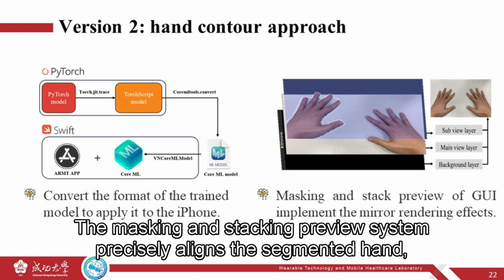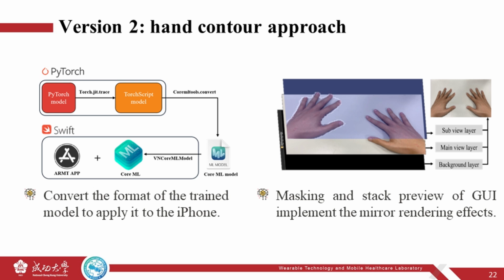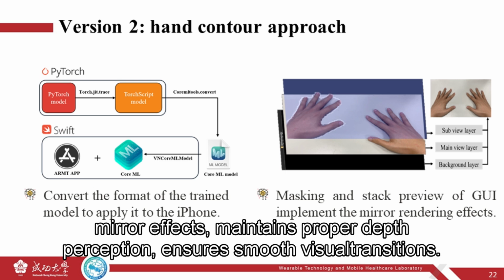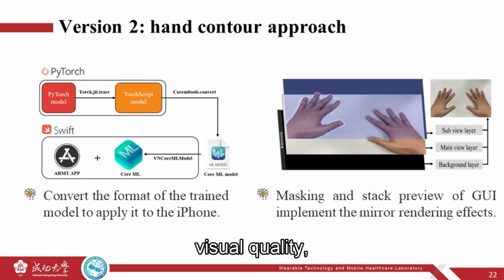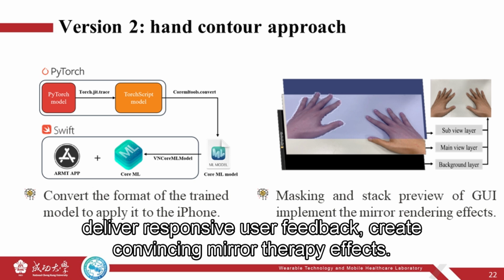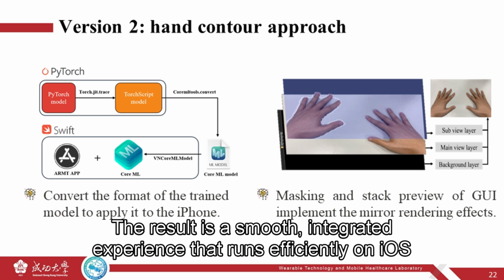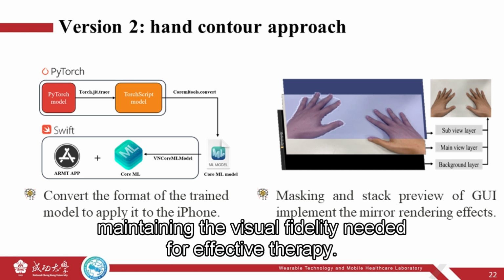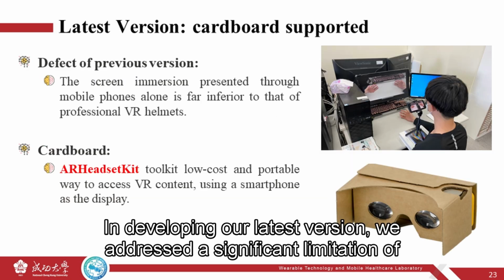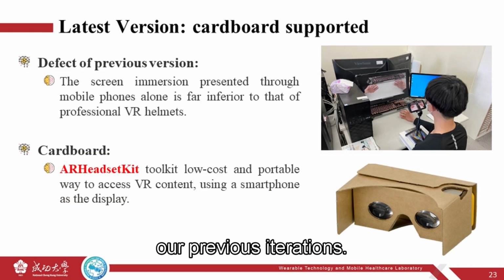The masking and stacking preview system precisely aligns the segmented hand. Creates realistic mirror effects. Maintains proper depth perception. Ensures smooth visual transitions. This implementation allows us to process frames in real time, maintain high visual quality, deliver responsive user feedback, create convincing mirror therapy effects. The result is a smooth, integrated experience that runs efficiently on iOS devices while maintaining the visual fidelity needed for effective therapy. In developing our latest version, we addressed a significant limitation of our previous iterations.